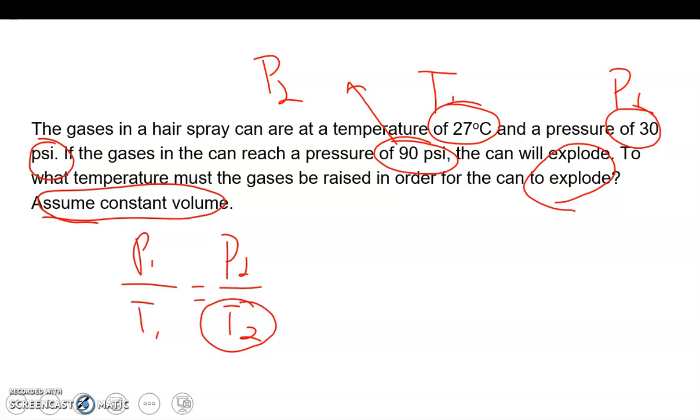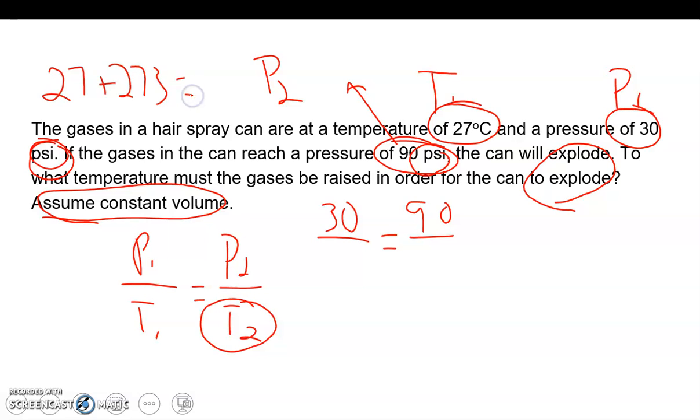So first thing is look at our units. Our pressure units are both psi, so those are consistent. So I can go ahead and put those in: 30 over T1 equals 90 over T2. Now my temperature unit has to be in Kelvin. It's in Celsius, so I have to take 27 plus 273, okay? And this is going to work out to be exactly 300 Kelvin, so it's 30 over 300.